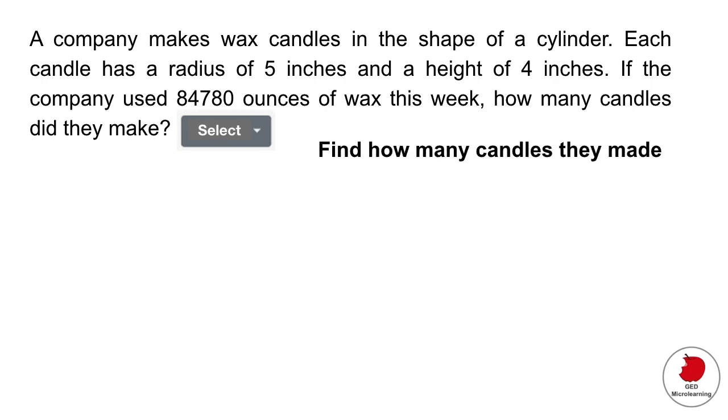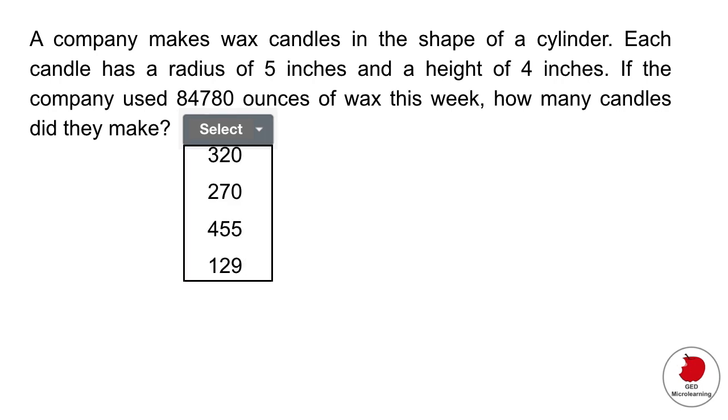And now we have to find out how many candles they made. So we're going to take the total amount of wax used this week, which was 84,000, that super long number, and we're going to divide that amount of wax by how much wax it takes to make one candle, which is the number we just found out, right? 314. So if you divide, that gives you 270, okay, which you would just mark like that.